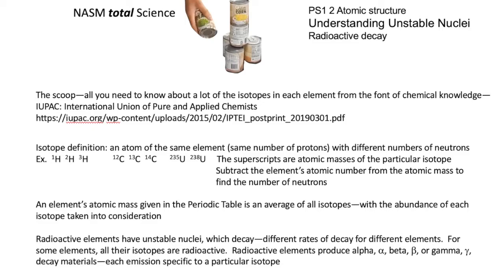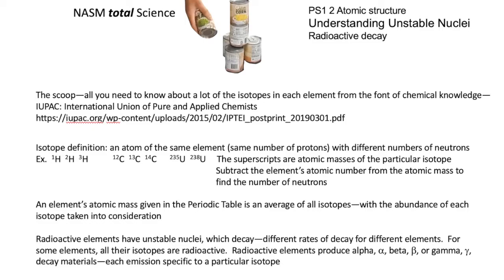And you can go to the IUPAC site here with a lot of information about each element, and you're looking at the isotope definition: same number of protons with different numbers of neutrons. An element's atomic mass, given in the periodic table, is an average of all isotopes, weighted because the abundance of each isotope has to be taken into consideration.